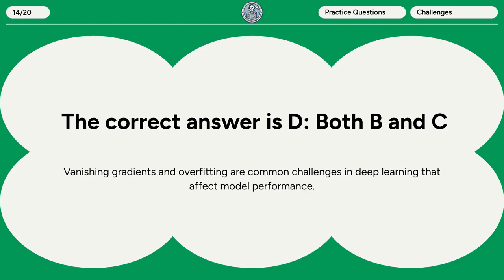The correct answer is D. Both B and C. Vanishing gradients and overfitting are common challenges in deep learning that affect model performance.